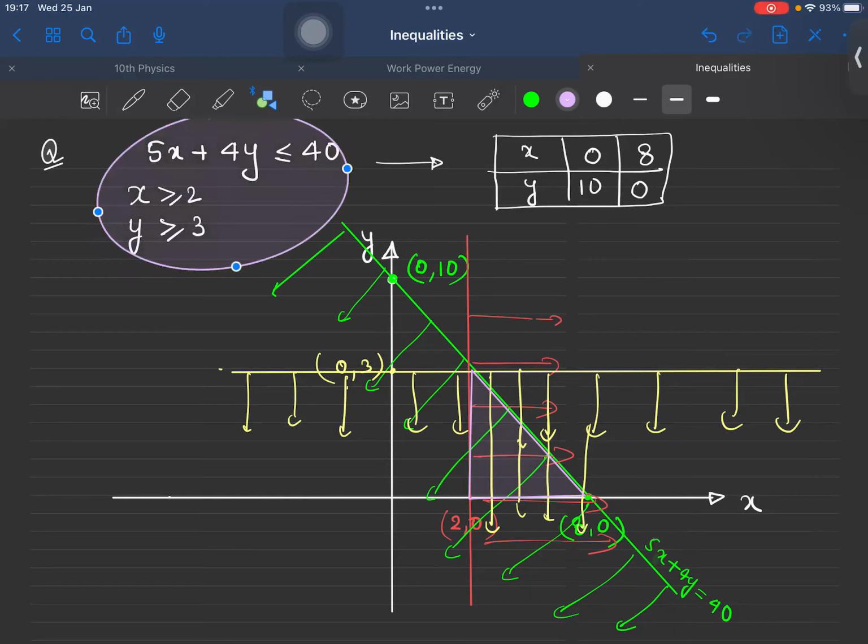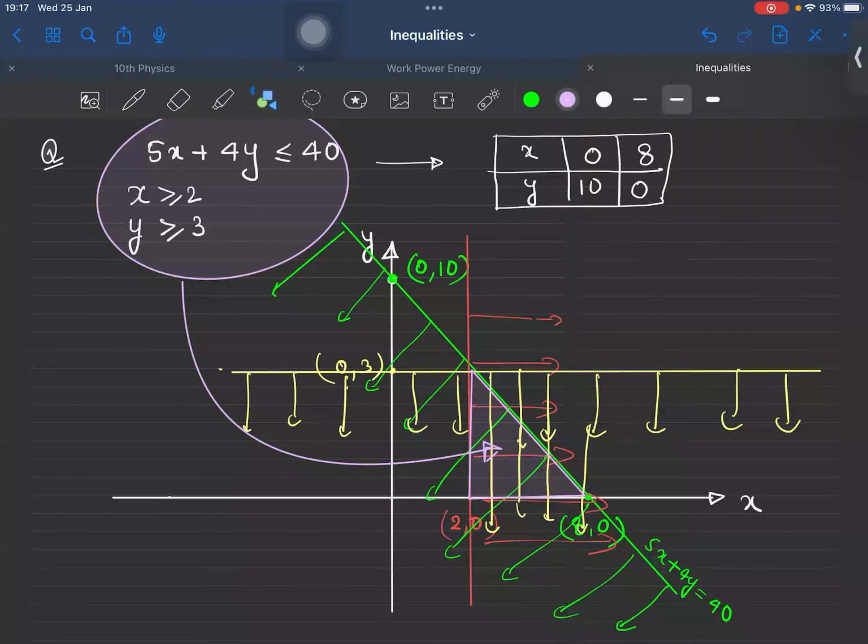Why are we not getting it? Okay, anyway, so this inequality can be defined using this region. Understood? So that's how you are going to solve it in the exam also, or for any problem graphically. Is there any doubt in graphical representation of linear equations? You can solve any problem.